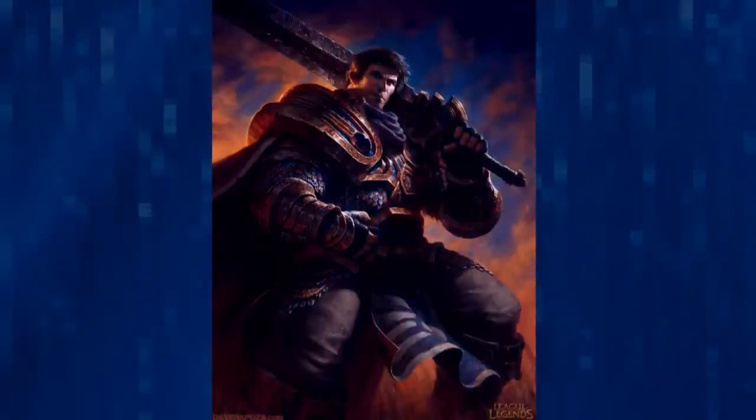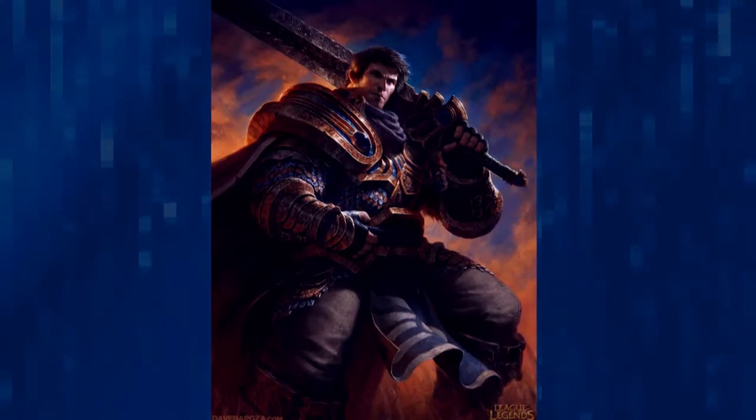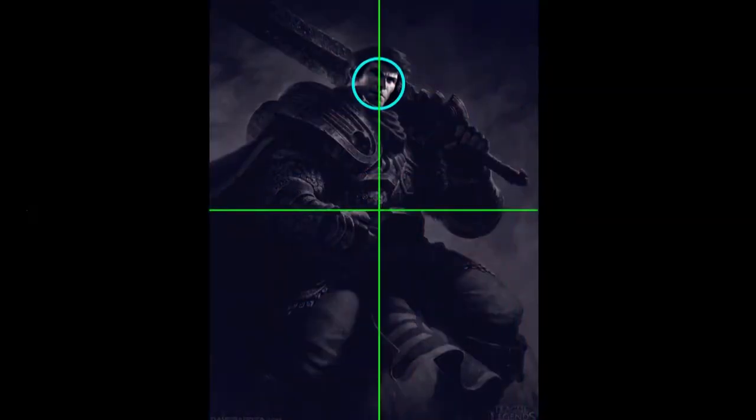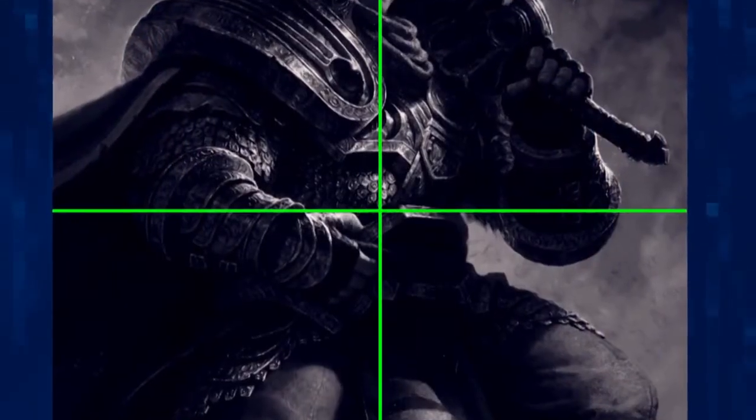This is another single point structure by Dave Rapoza, which also seems to sit within a middle line composition. Once again, the eye happens to rest upon the vertical center line. There's power in this line. Could it be a coincidence that the hand also sits upon the horizontal center line?